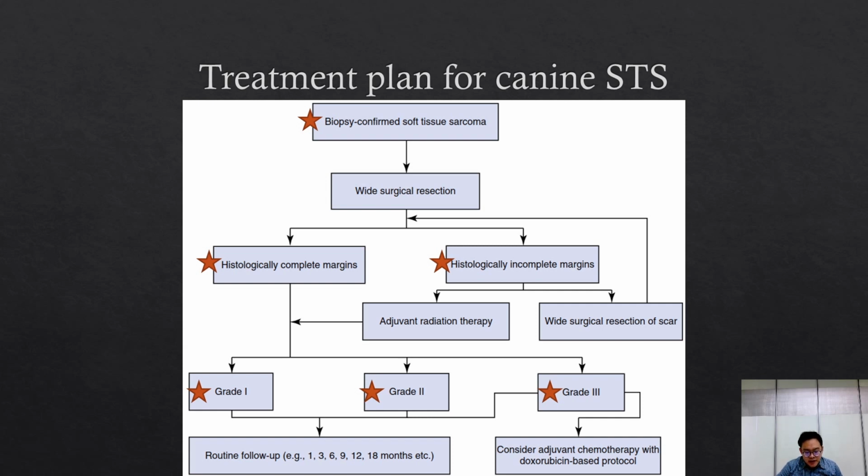If the margin is negative, according to the histological grade of the tumor, the follow-up plan and the adjuvant chemotherapy can be decided by the clinician and the oncologist. If the margin is positive, the surgeon may consider another operation or adjuvant radiation therapy.